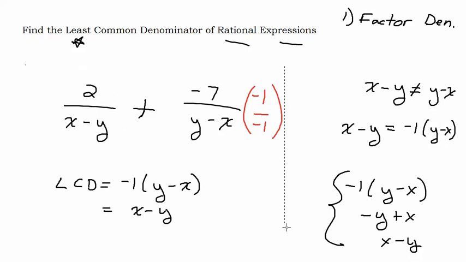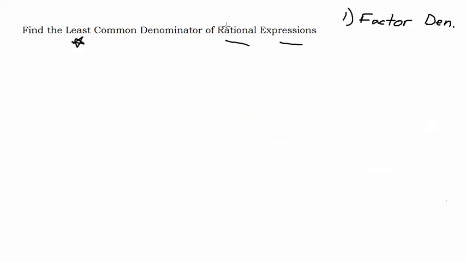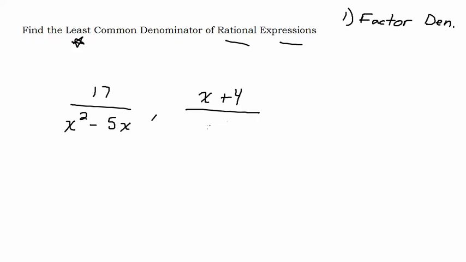All right, last one. Last one. You might want to try this one on your own if you haven't done that yet. Stop the video and give it a try. Let's say we have 17 over x squared minus 5x. And my second fraction is x plus 4 over x squared minus 2x minus 15. All right, what is the least common denominator? If you want to pause the video and give it a try, go ahead and do that now.